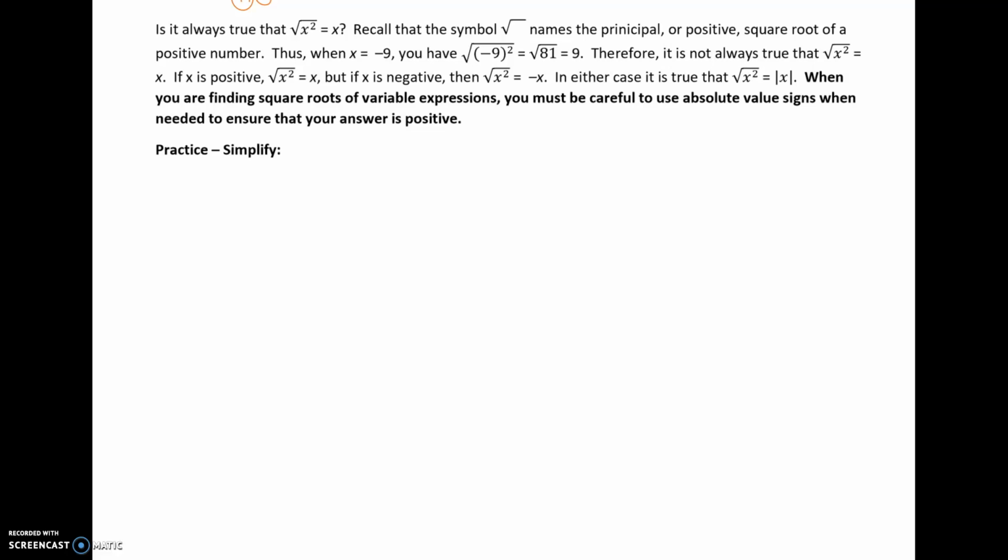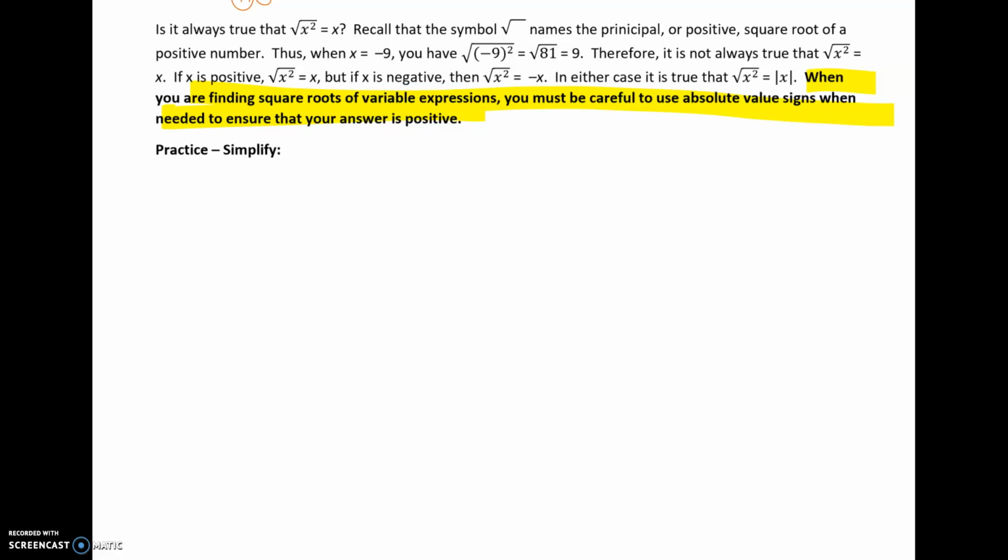If x is positive, the square root of x squared equals x, but if x is negative, then the square root of x squared is negative x. In either case, it is true that the square root of x squared equals the absolute value of x. So, when you are finding square roots of variable expressions, and by variable expressions we're talking about numbers with variables and exponents, you must be careful to use absolute value signs when needed to ensure that your answer is positive. Okay. So it's not really that tricky. You just have to understand when the absolute value symbols are necessary.